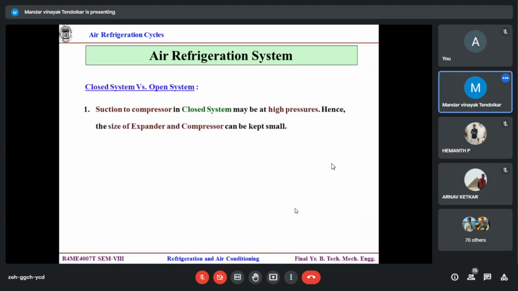Yes, sir. Closed system versus open system. Suction to the compressor in a closed system may be at higher pressure, just as we had discussed. So the size of the expansion and compression devices would be small, because if you are dealing with something at a higher pressure, that means the volume is very small. Dealing with the smaller volume, naturally your size reduces. Dealing with larger volumes, size will also be larger.